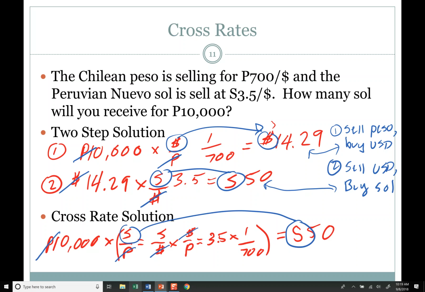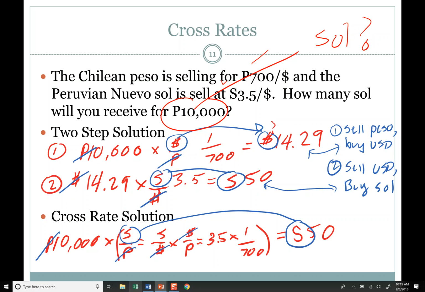How do I convert sol into peso when I have two exchange rates that only deal with dollars? There's the two-step method and the one-step method. So again, you see what I'm trying to do? I'm trying to convert 10,000 peso into sol. How many is it going to be? If they're both quoted against a common currency, you can do the two-step process. Trade into the third currency, and then trade out of that third currency.